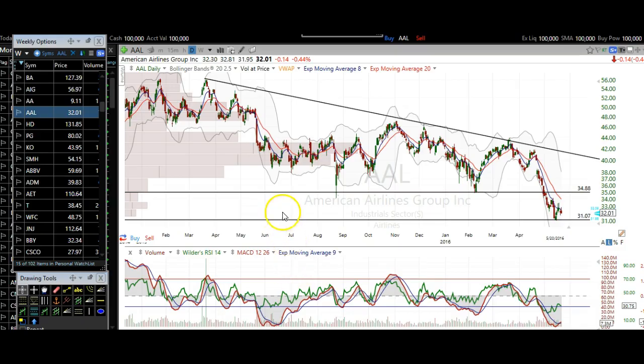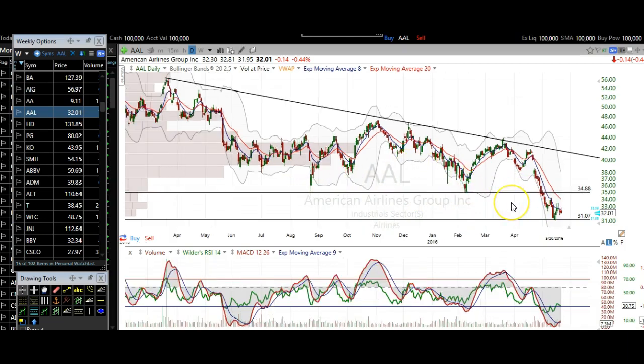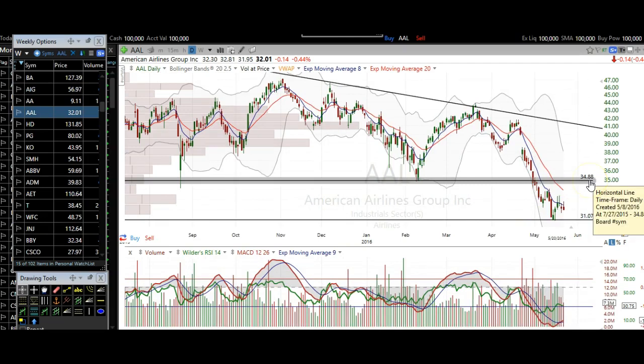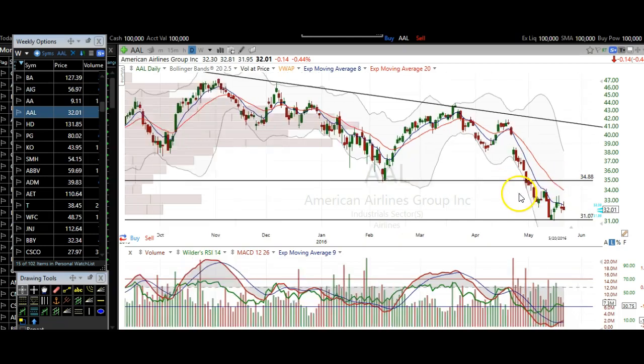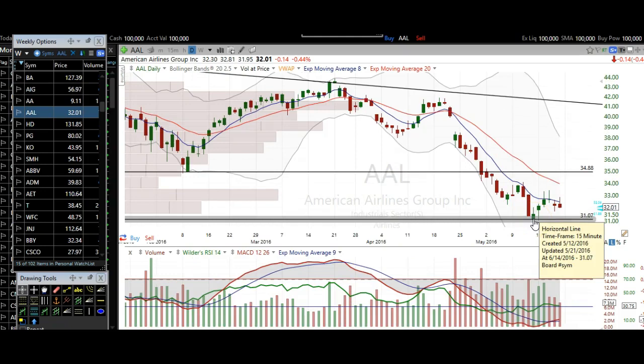All right, so let's get into these charts here. I just want to point out AAL, American Airlines. We've got a downtrend here. Here's a high, here's some lower highs. So we're in a downtrend. We also broke some key support at about 34.88 from the lows over here. So now that approximately 35 level is going to be resistance. Now we've got 35 resistance and support at 31.